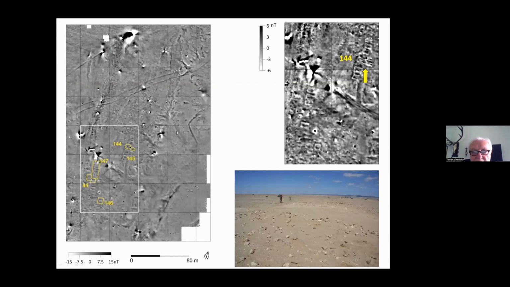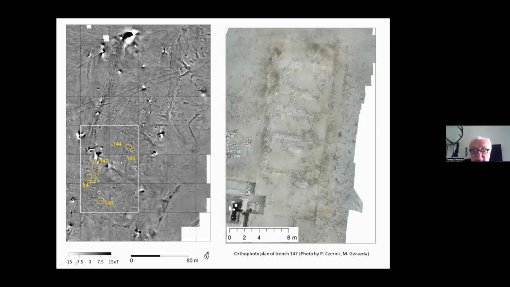So here it's trench number 142. As you see, we see here a row of rectangular anomalies, of negative anomalies. That means the structures are built of coral heads or gypsum blocks. You see that the structures are located along the ridge. So the trench 147 was opened immediately after the survey. So you see outlines of tombs and perfect correspondence between anomalies and walls.